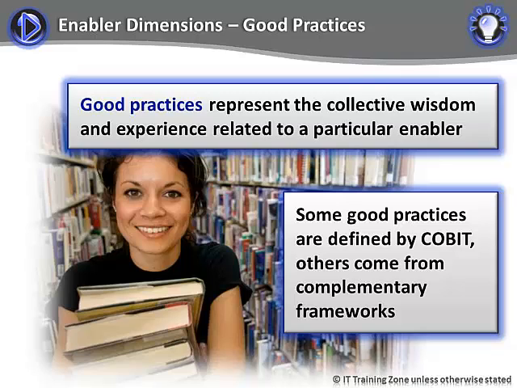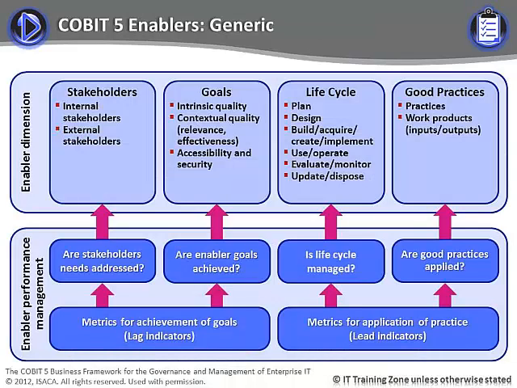This dimension also includes the work product, or inputs and outputs, associated with the enabler. In a later lesson, we'll be looking in some detail at each type of enabler, and you will see some specific issues that good practice must address for each of them. Okay, you've learned about the 4 enabler dimensions. Next, we shall look at managing the performance of the enablers.